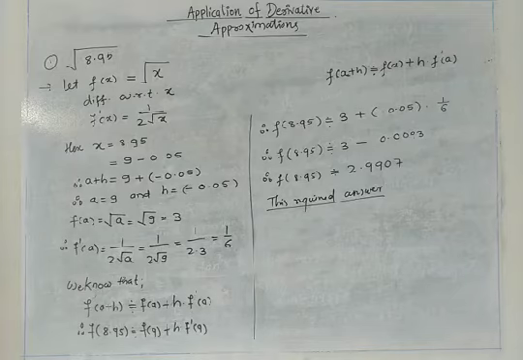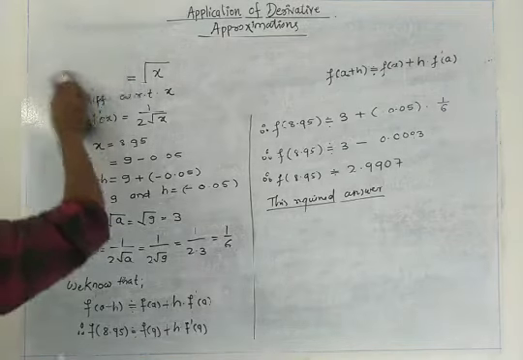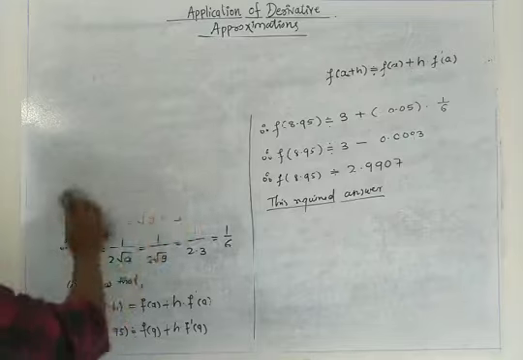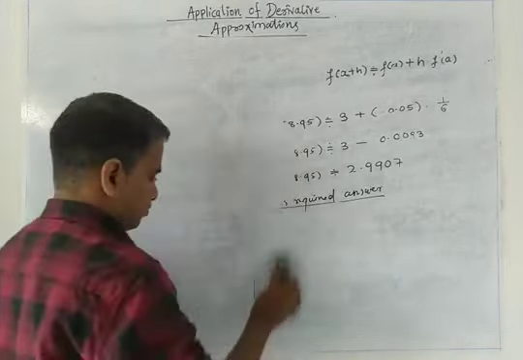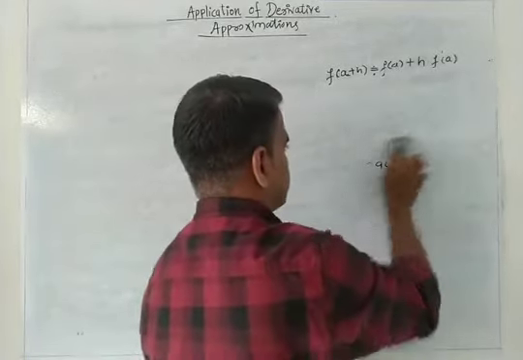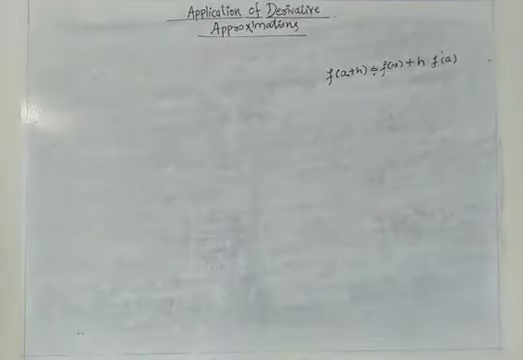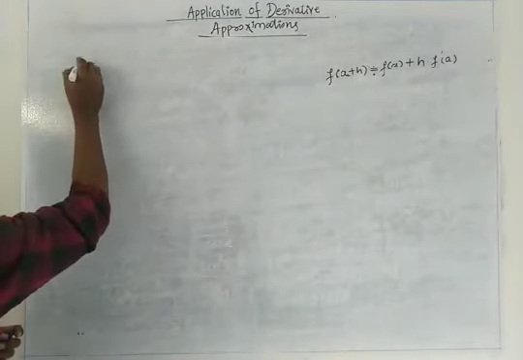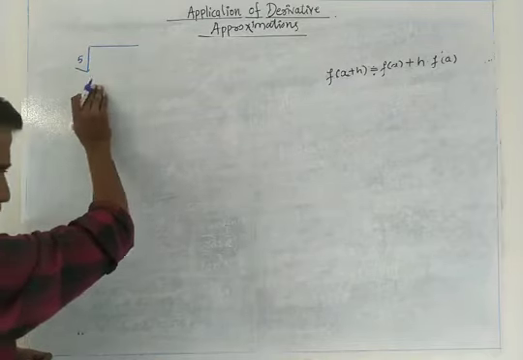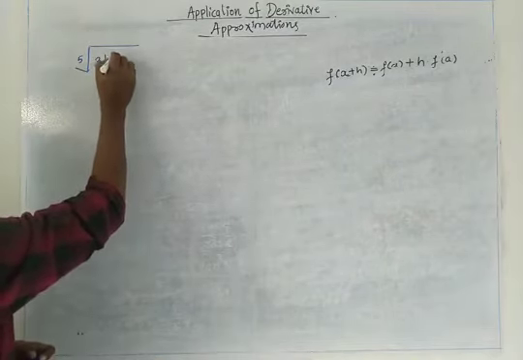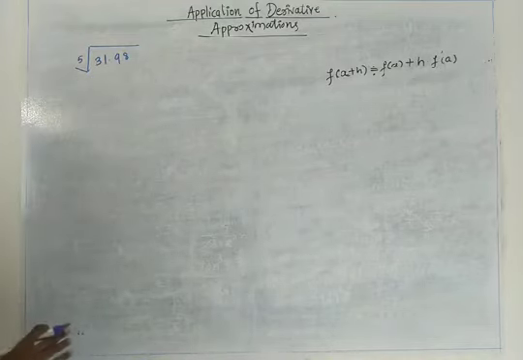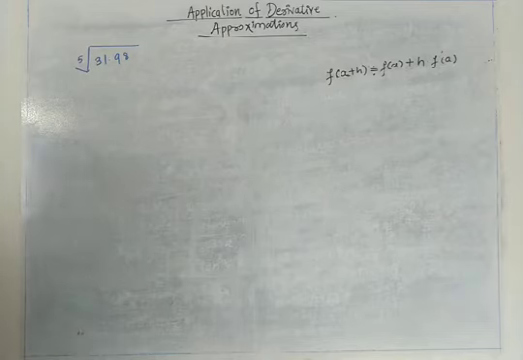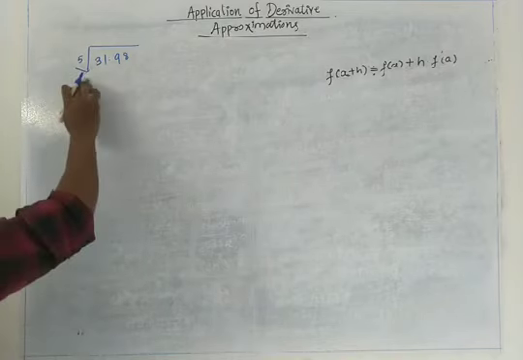Okay, the next example. Next example, we will take the fifth root of 31.98. Now this example can be solved by using a log table, we know that, but instead of using a log table we will use derivative here. Okay, see how we will use that derivative.